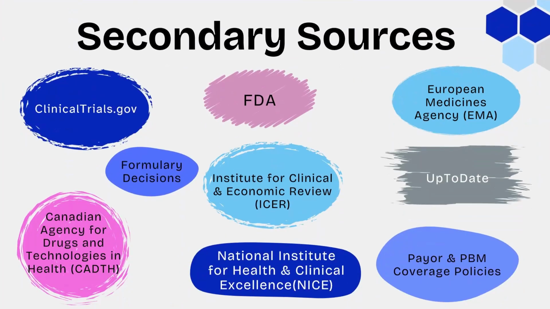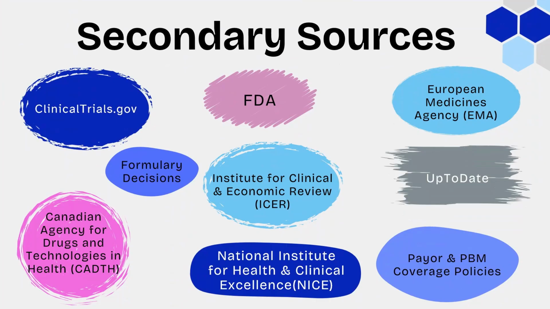In addition to the databases, there's a lot of secondary sources for this type of competition and evidence building that you're going to want to check. So things like clinicaltrials.gov to see what other trials are going on with your drug or what other drugs might be in the pipeline to be competition with the competition drug. You'll want to check FDA websites. You may want to check ICER or the Canadian Agency for Drug Technologies and Health to see if either have done a value assessment of your product.